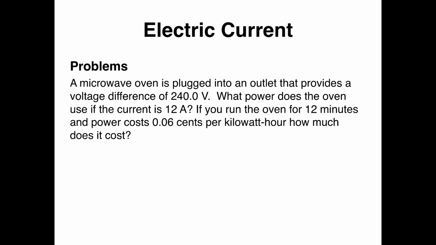So a microwave oven is plugged into an outlet that provides a voltage difference of 240 volts. So your voltage that's driving the flow of electrons is 240 volts. Now the current, the flow of electrons, is 12 amps. So how much power does this oven use with this flow of 12 amps?